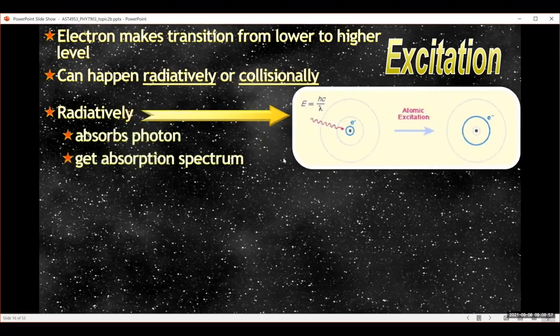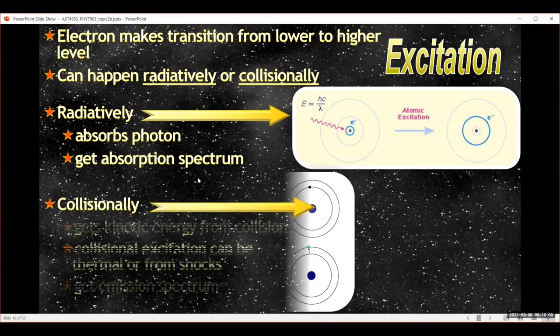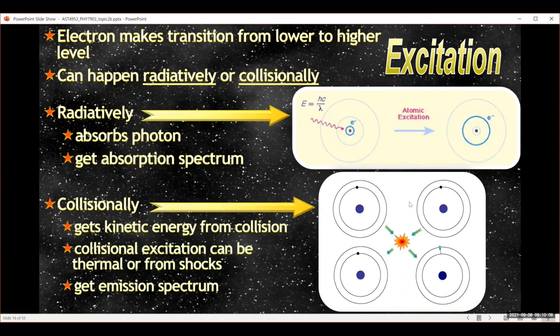So for radiatively, a photon comes along, the electron on this lower level absorbs that photon, and it jumps up to a higher level. Collisionally, we have two atoms with the electron in their ground state. They collide, and in that collision, they exchange some energy, and one of them will be going slower, but one of them will have gained energy that has caused the electron to jump up into the higher level.